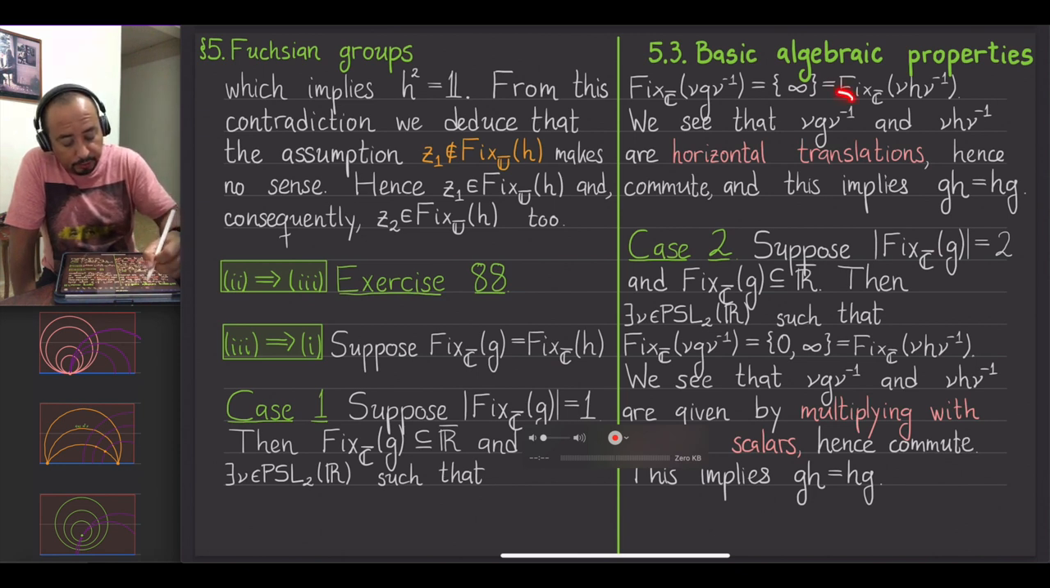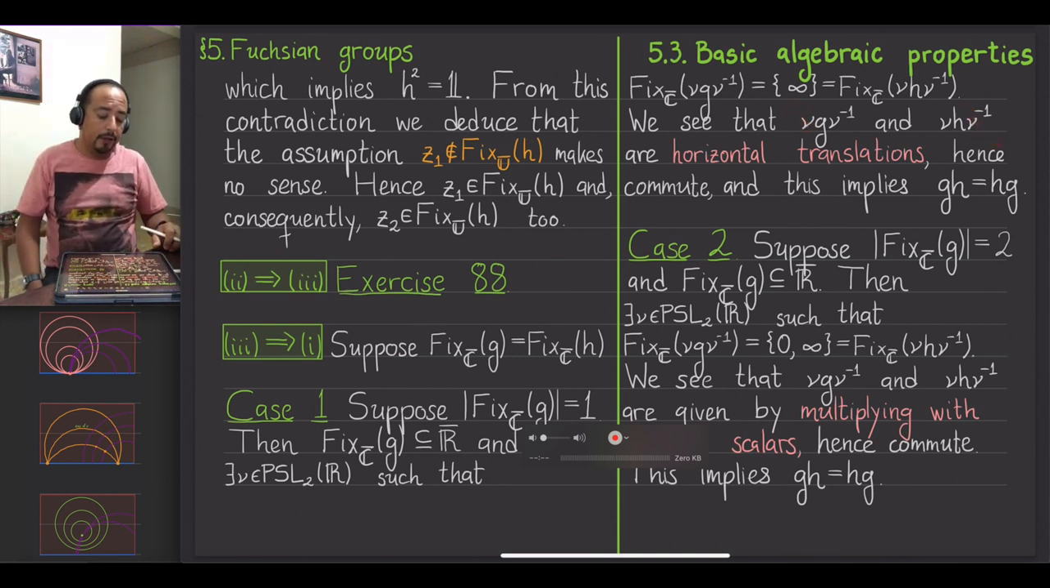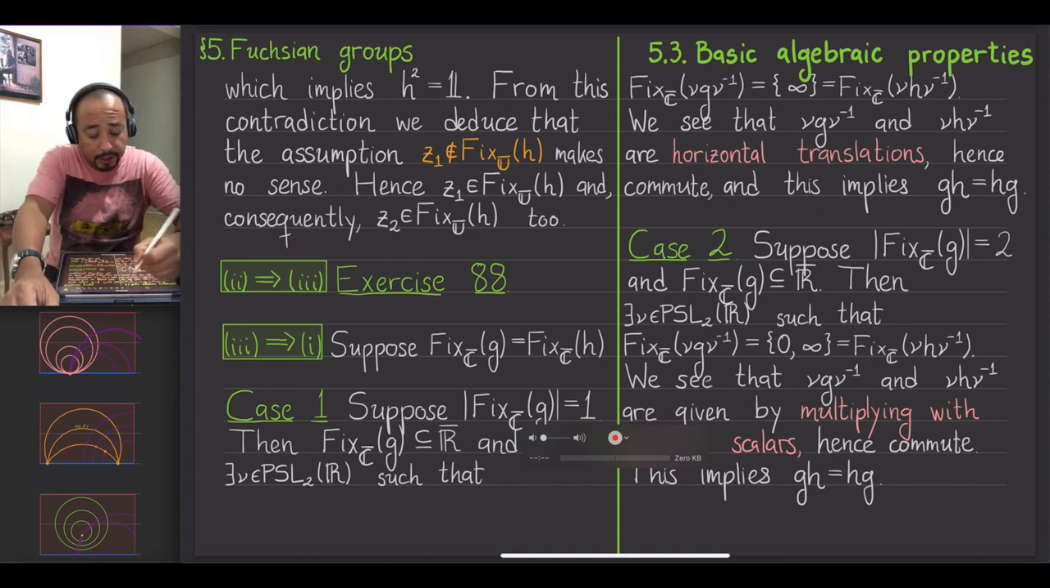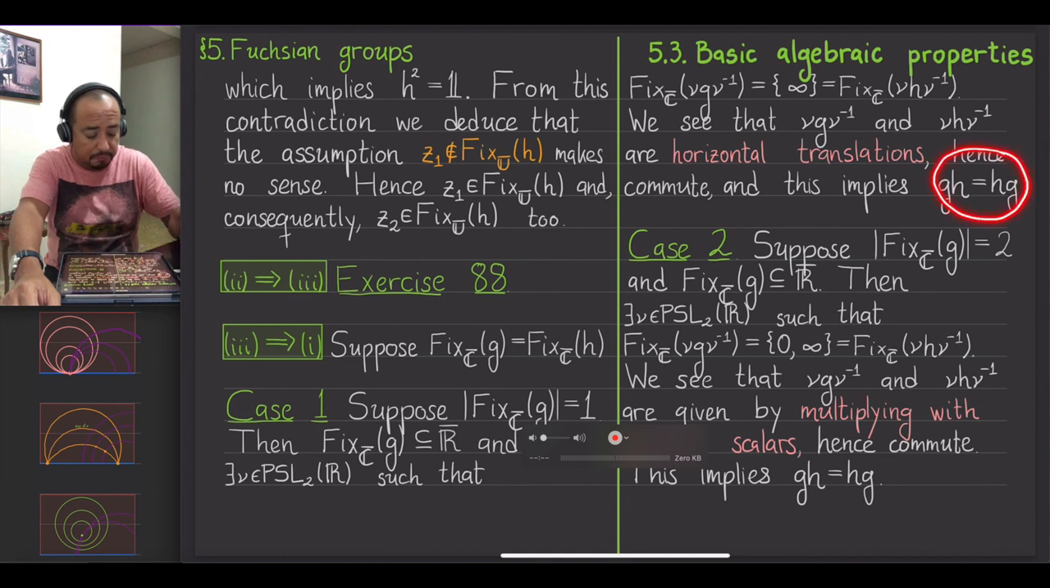Just take a commutativity equation for these two, and in that equation just cancel the extremes, nu and nu inverse, the leftmost and rightmost extremes of that equality. The fact that these are actually horizontal will play a role later, but for now it's irrelevant.